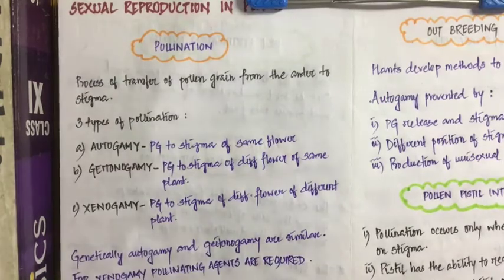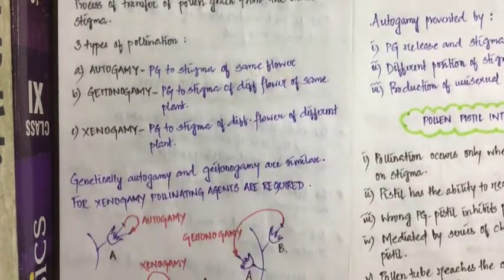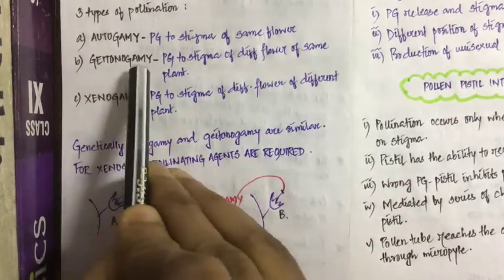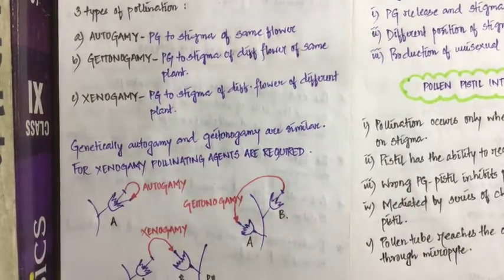Now this pollination is of three different types. What are the three different types of pollination? The three different types of pollination are autogamy, geitonogamy, and xenogamy. Let us discuss each one of them very simply.